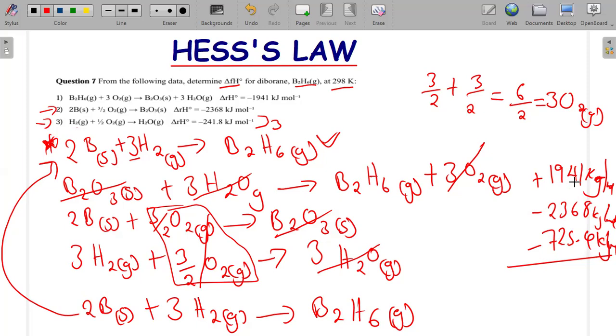So let's do that. We get 194.1 minus 286.8, then minus 725.4. So there we are going to get the final answer to be negative 1152.4 kilojoules per mole. That's my final answer. So that is the change in enthalpy for the reaction. So that's our change in standard enthalpy of our reaction. That's what we get there.